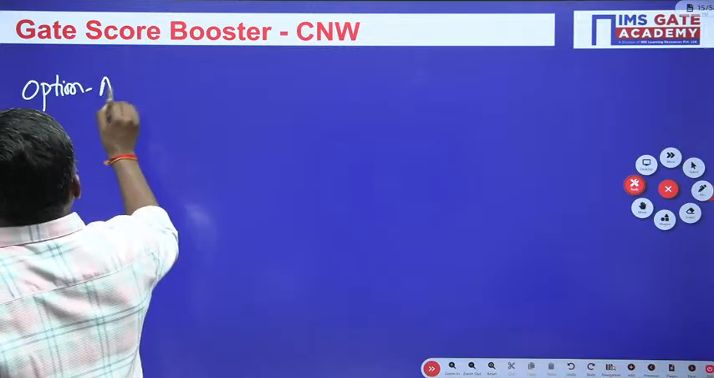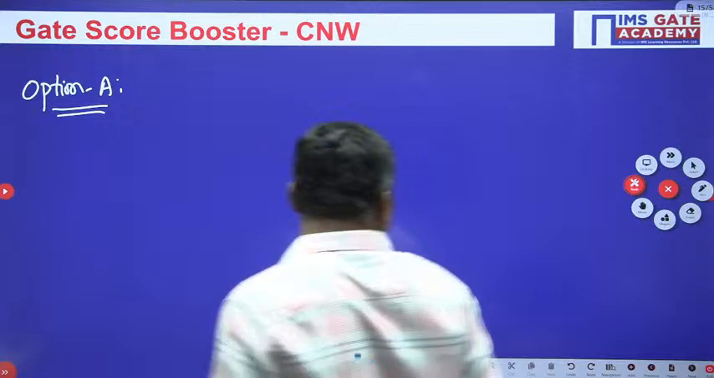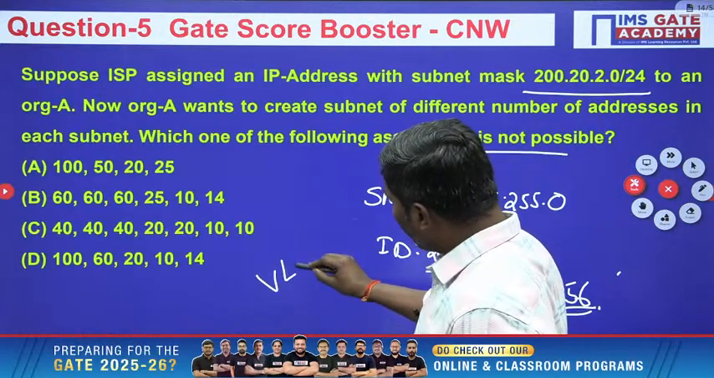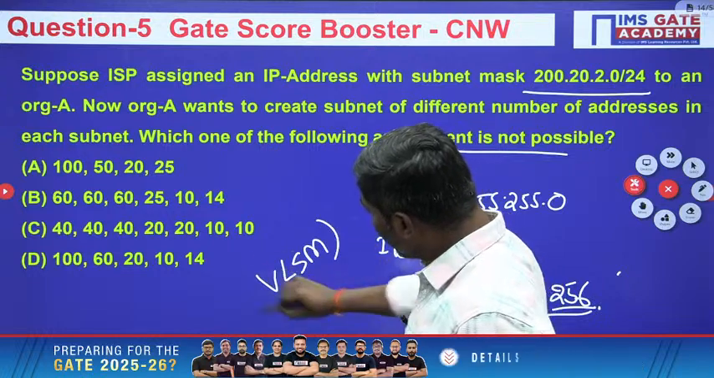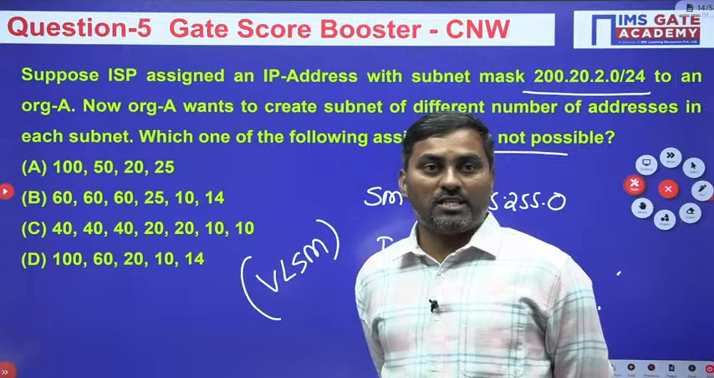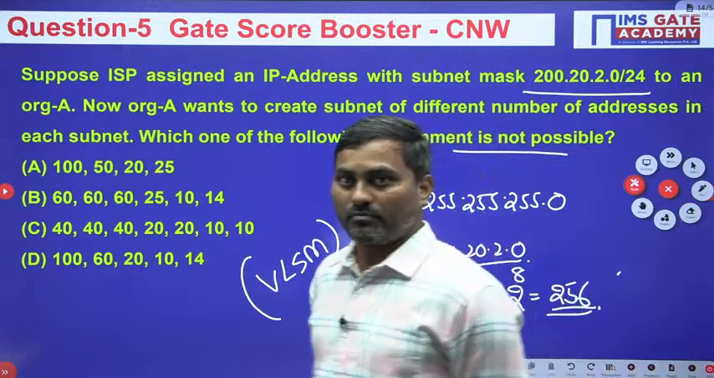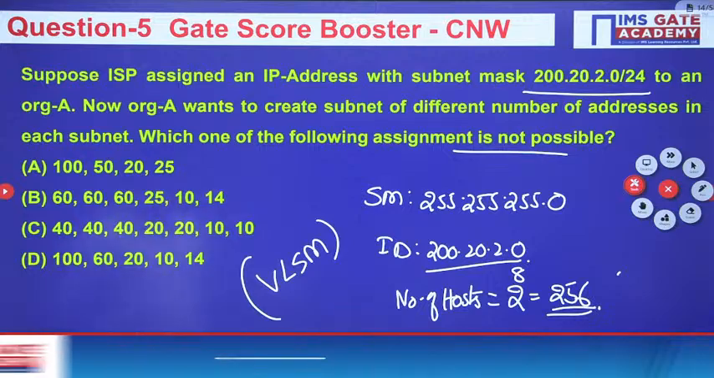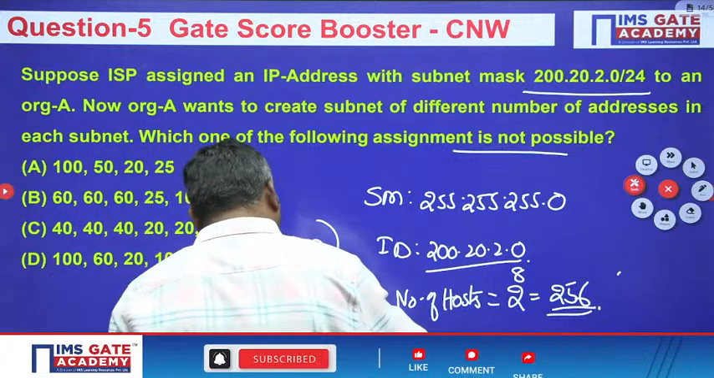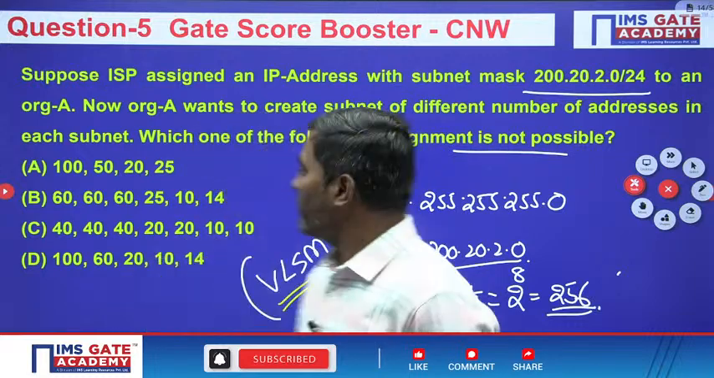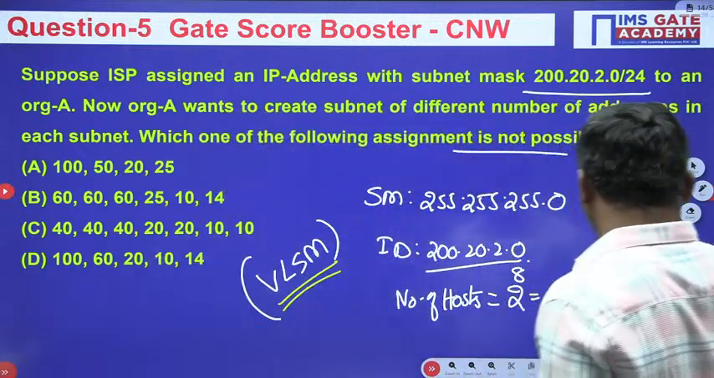Option A. You might have studied variable length subnet masking, correct? Have you studied this one? VLSM is part of classful as well as classless addressing. I hope this is clear. With variable length, as per the requirement, blocks have to be created. Okay, let's try option A.